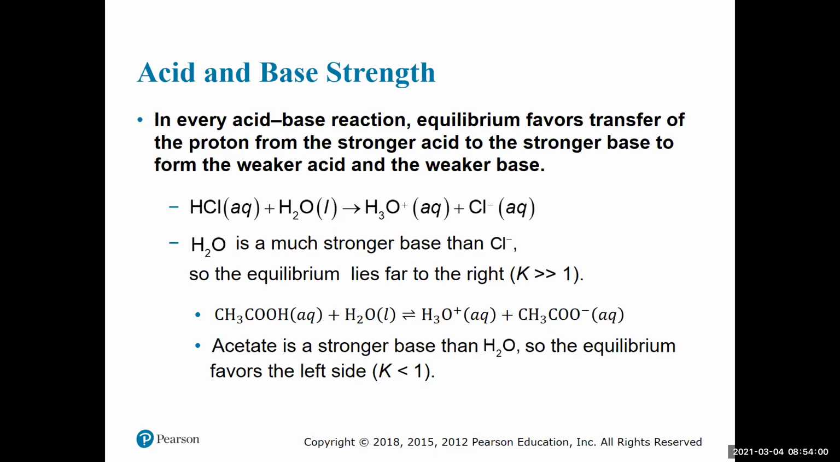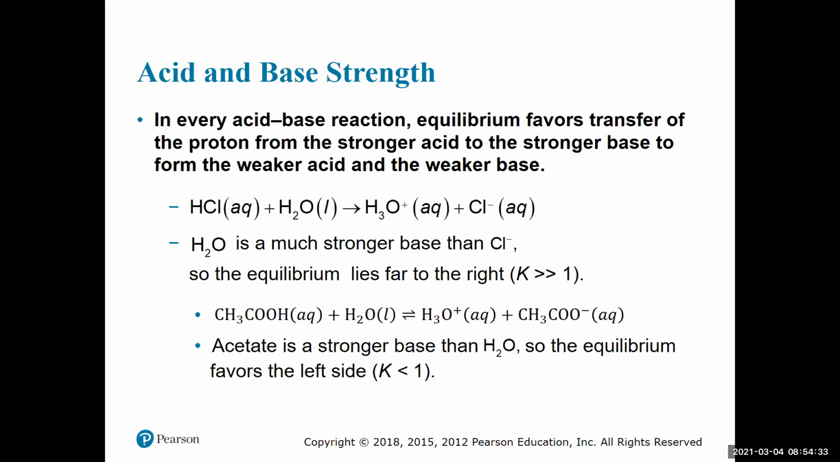It's much bigger than 1. If it's bigger than 1, then that tells us there's more products than reactants. Products, remember, H3O plus and Cl minus would be the products. So that tells us that the concentration of the hydronium ion and the chloride ion, that portion of the numerator of our equilibrium constant, would be a lot bigger than the HCl in the denominator, which tells us it's dissociated a lot.